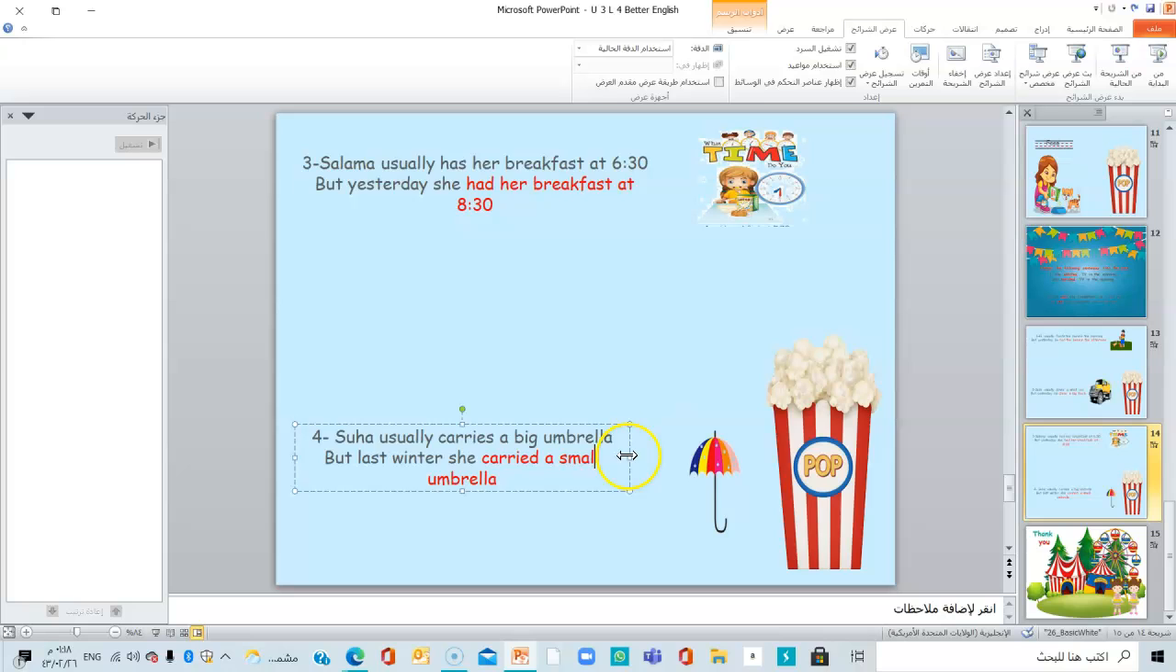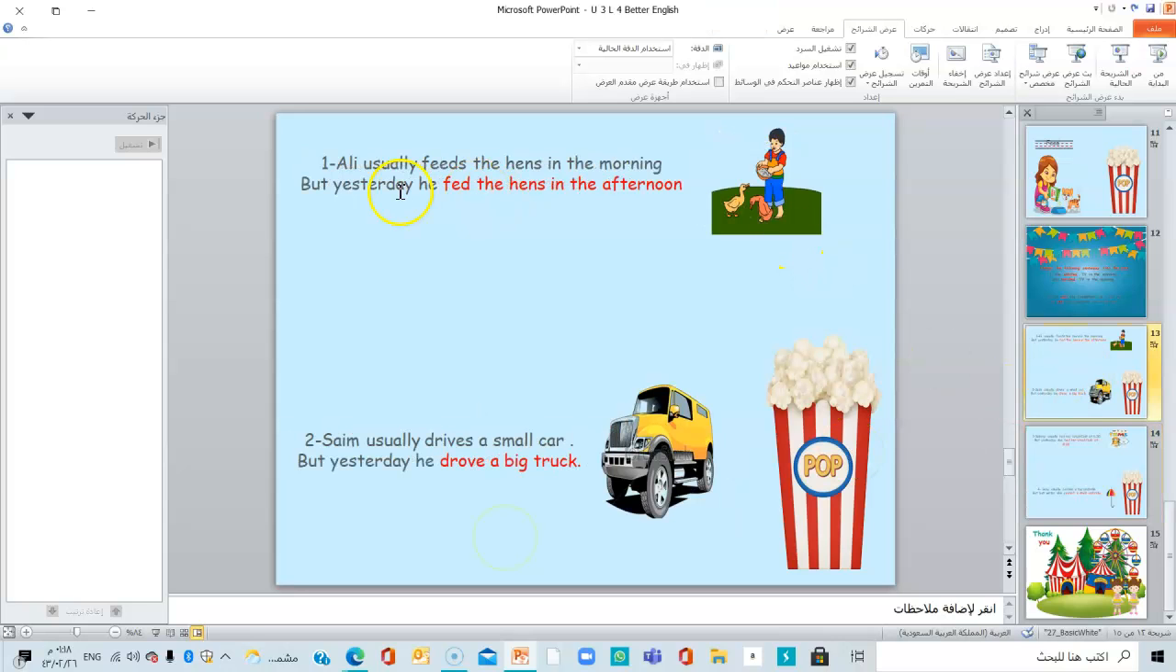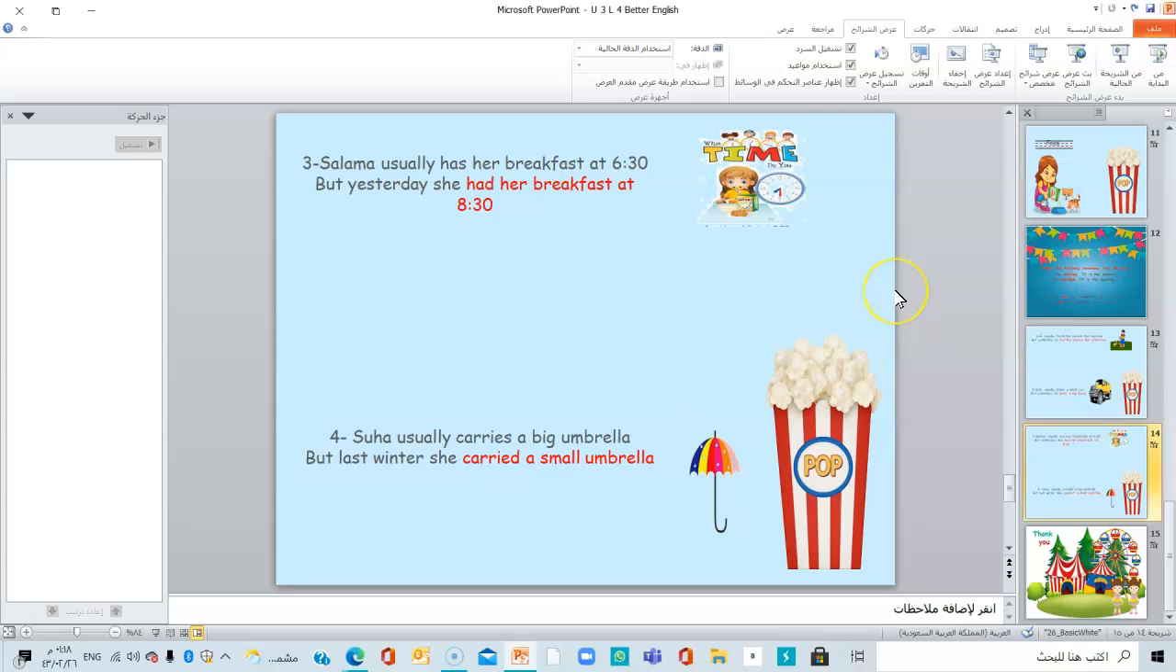Again, girls. Suha usually carries a big umbrella, but last winter she carried a small umbrella. Again, Ali usually feeds the hens in the morning, but yesterday he fed the hens in the afternoon. Sammy usually drives a small car, but yesterday he drove a big truck. Three, Selma usually has her breakfast at 6:30, but yesterday she had her breakfast at 8:30. Four, Suha usually carries a big umbrella, but last winter she carried a small umbrella. Okay? You have to answer and write the answers, girls, in your book, page 15, Better English Now book.